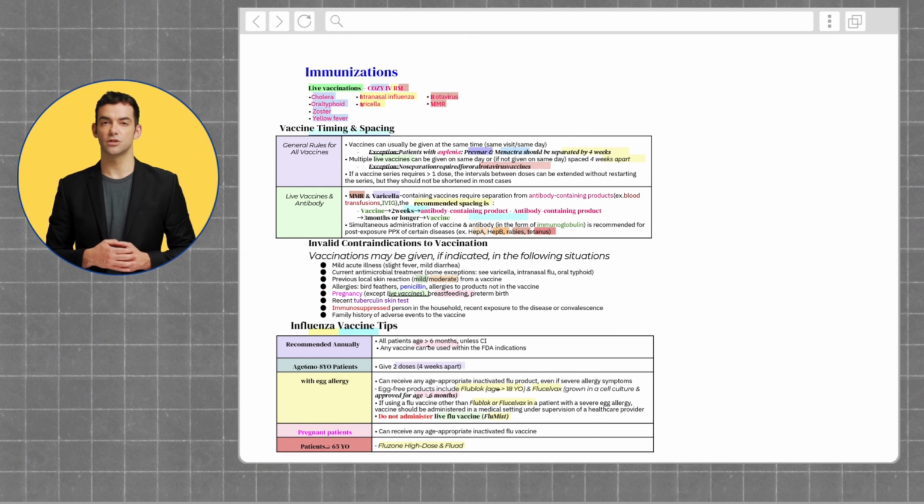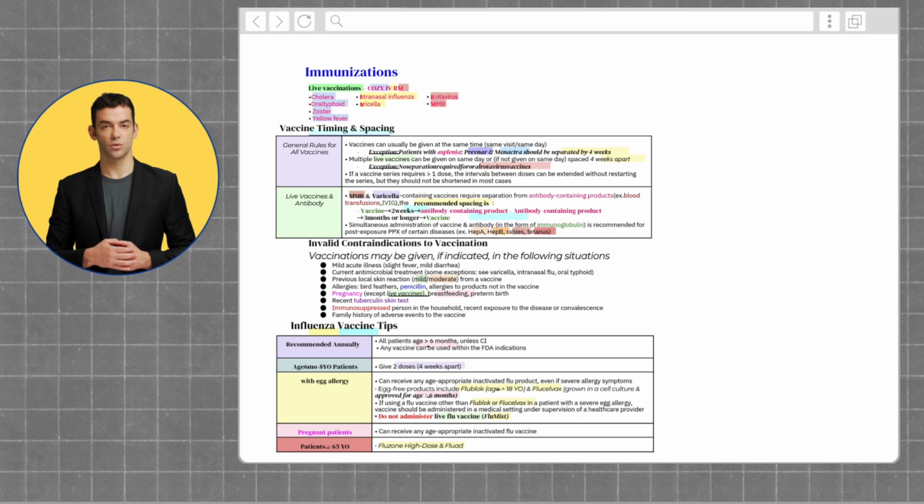To memorize all the vaccines that are live, you just have to remember COZY IV room. This mnemonic stands for cholera, oral typhoid, zoster, yellow fever, intranasal influenza, varicella, rotavirus, and MMR.